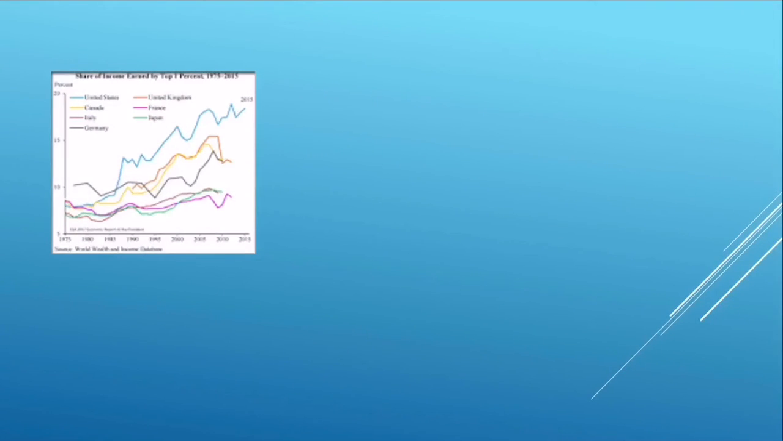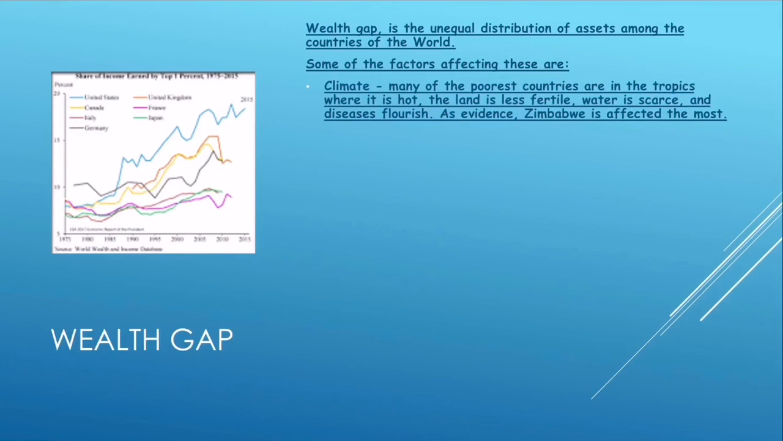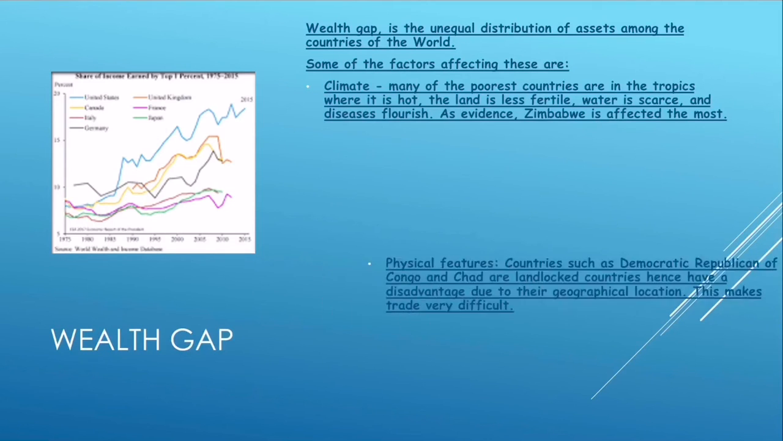Now, let's look at the wealth gap. What is the wealth gap? The wealth gap is the unequal distribution of assets among the countries of the world. Some of the factors affecting this are climate. Many of the poorest countries are in the tropics where it is hot, the land is less fertile, water is scarce, and diseases flourish. As evidence, Zimbabwe is affected the most.